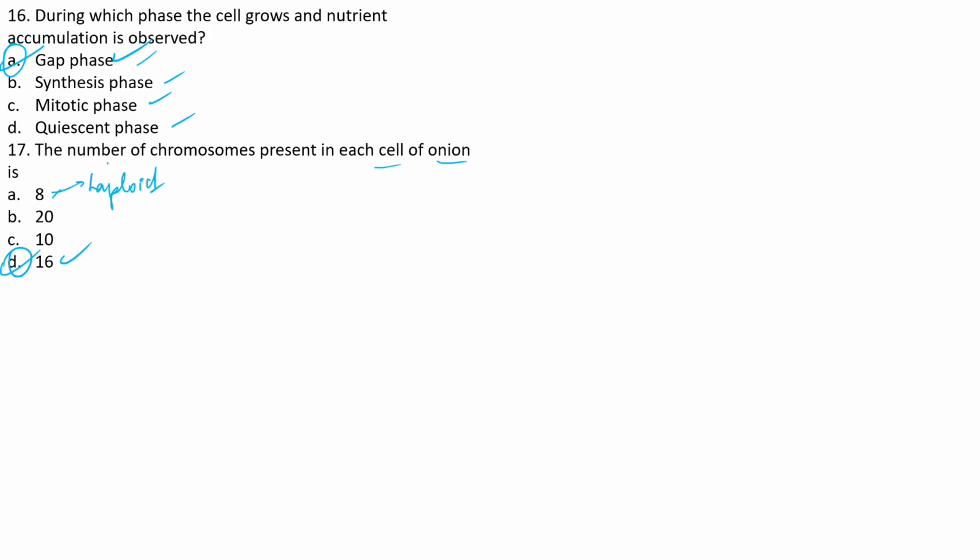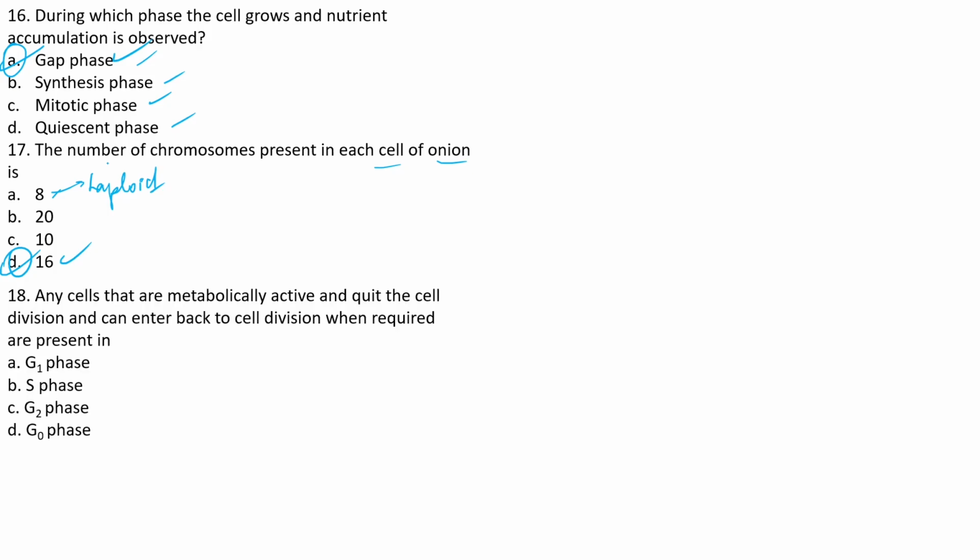The next one: cells that are metabolically active, quit the cell division, and can enter back into cell division when required are present in which phase? G1 phase, S phase, G2 phase, or G0 phase. We know it is actually the G0 phase, as we have discussed about the G0 phase earlier.